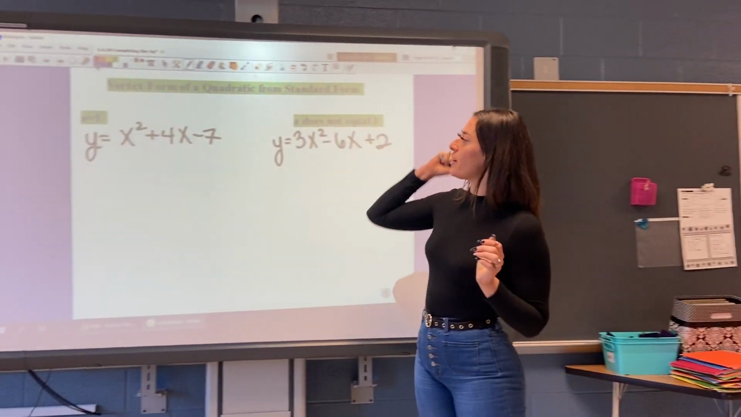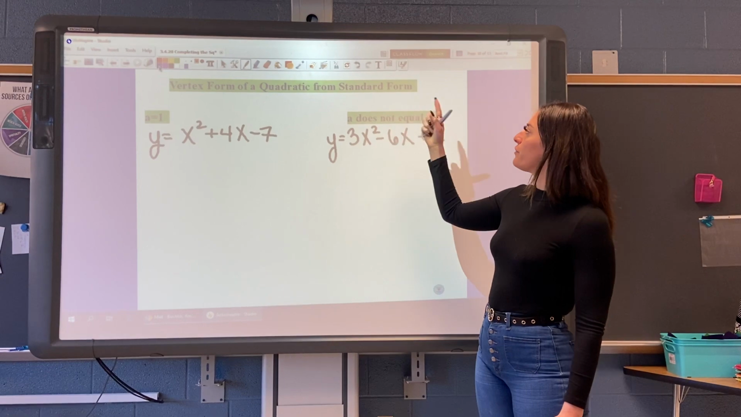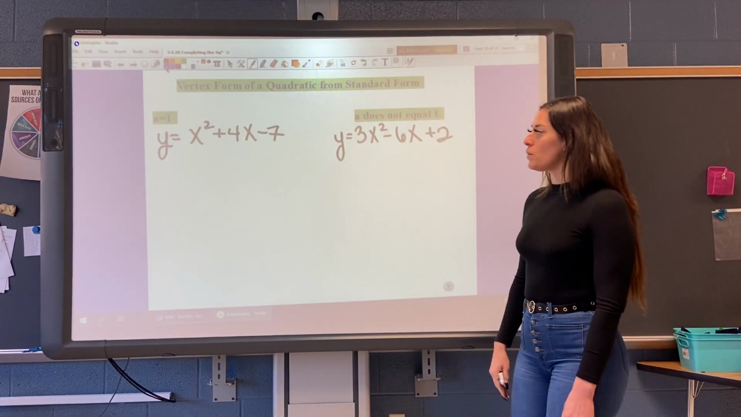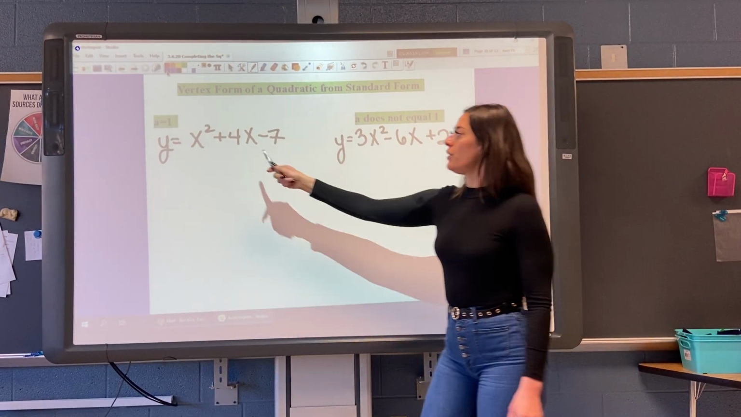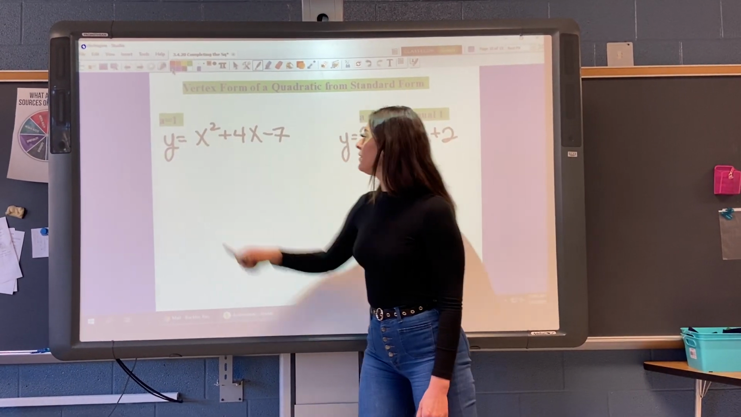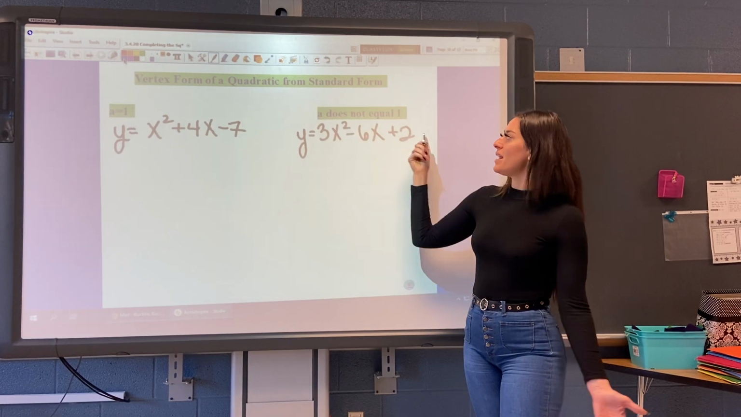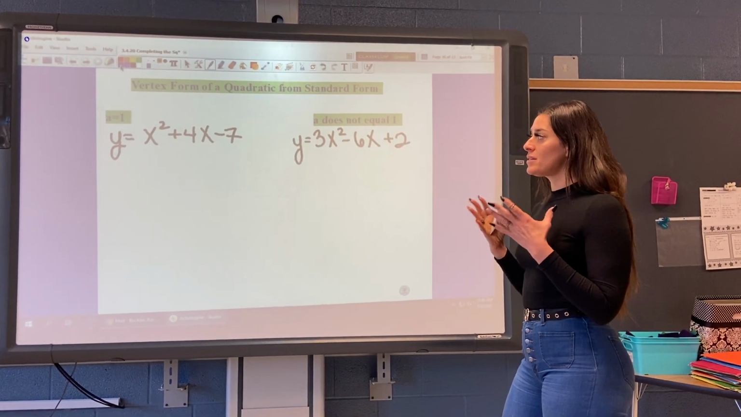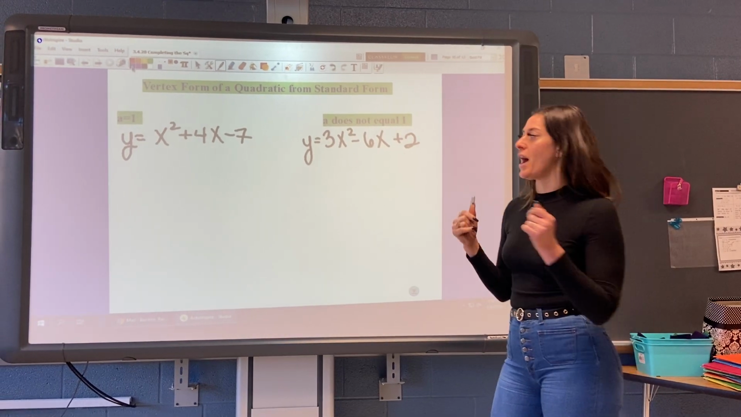Today we're going to be covering vertex form of a quadratic from standard form. So you can see we have one example where a equals 1, meaning the coefficient of x squared is 1, and then one example where a is anything but 1. And I'll go through both, a process that you can follow that will work every single time.